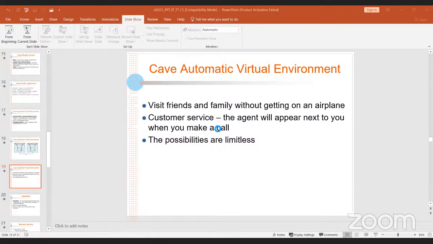Now see, Cave Automatic Virtual Environment. Visit friends and family, as we just discussed. Getting on an airplane, customer service: the agent will appear next to you when you make a call, and the possibilities are limitless.